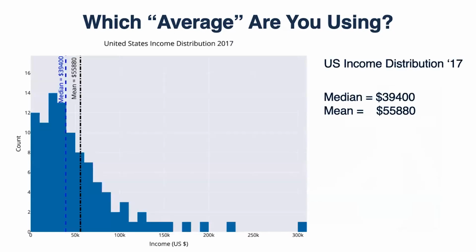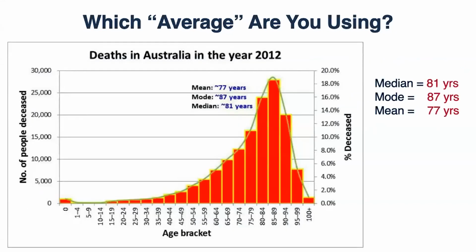Here's one example. US income distribution in 1917. The median would be closer to 40,000, while the mean is 55,000, because it's very skewed on the one side. Here's the deaths in Australia in 2012. Again, completely different numbers, 77 years, 81 years, or 87 years, based on the average you use.